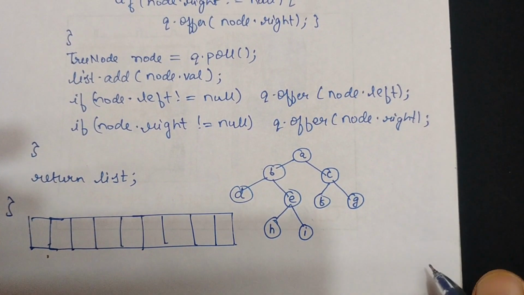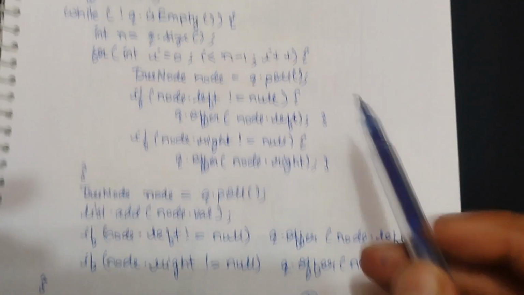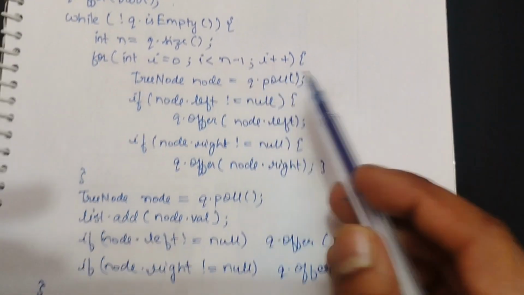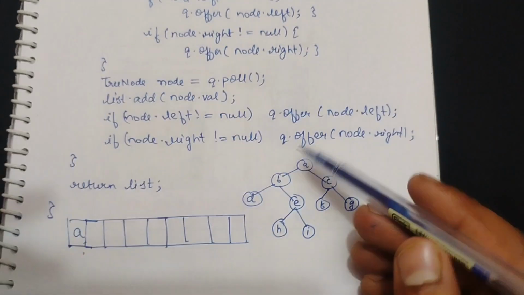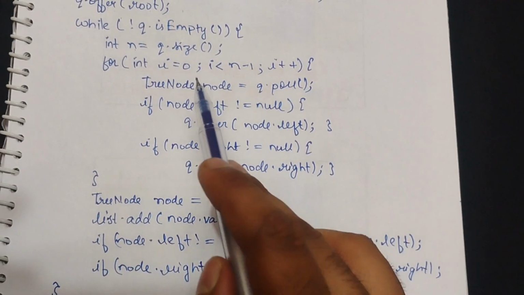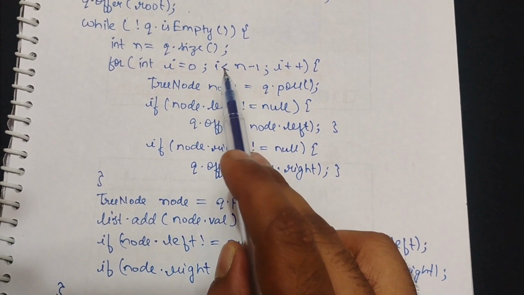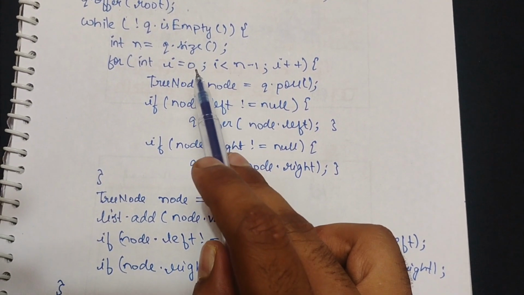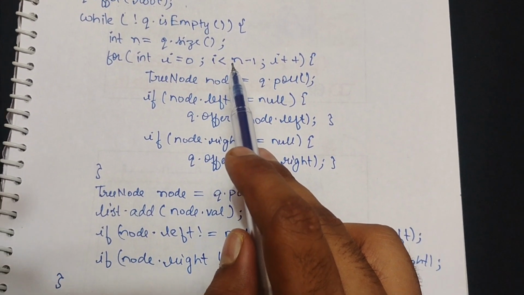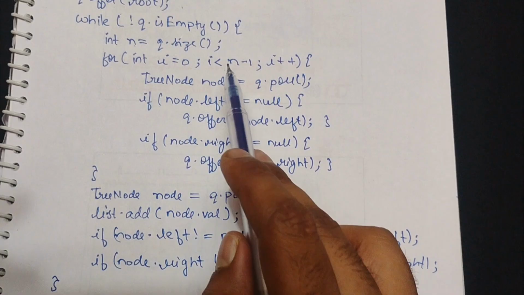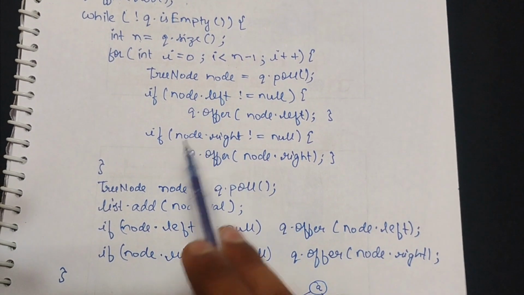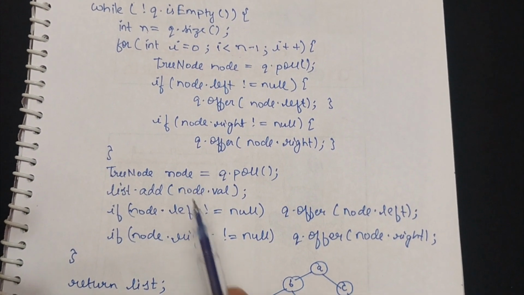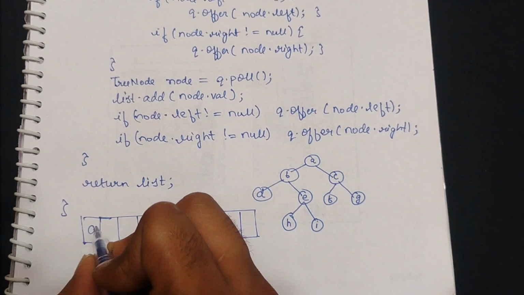So initially I'll put A in it, right? That's what I did over here. Then I'll find out the size. The size is 1. I'll run a loop from 0 to n minus 1. N is 1, so from 0 to less than 1, 0. Then this loop will not run. It will come to this, that now it will poll.